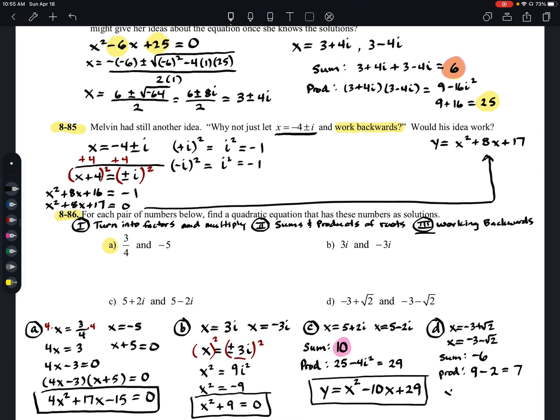So my answer would be y, or 0, equals x squared. And then again, I'm just trying to make sure I emphasize this. It's the opposite of the sum. So if I have the sum is -6, this would become plus 6x. And then we'd have plus 7 at the end.